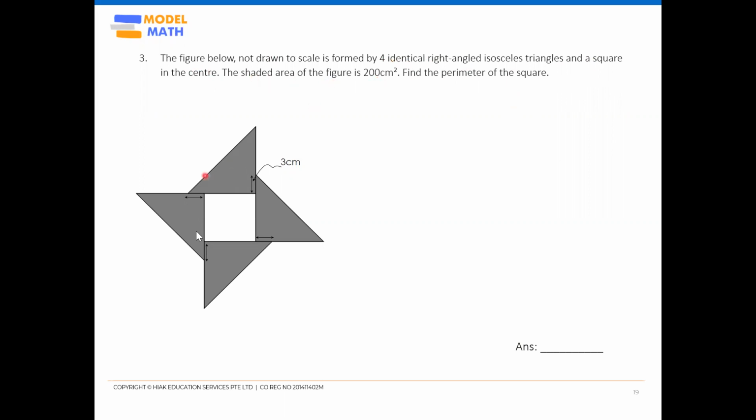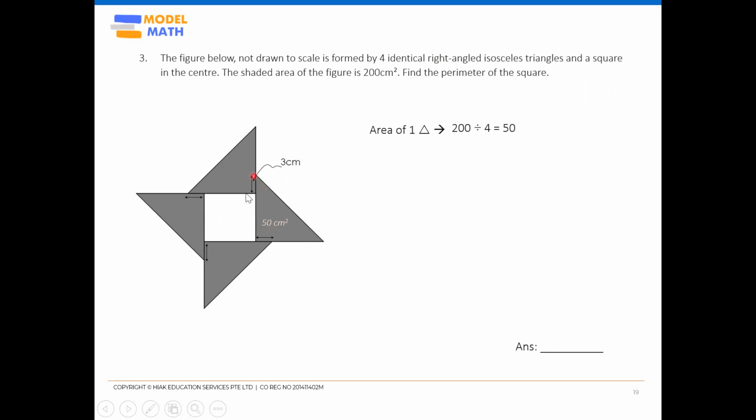So the shaded area is made up of the 4 identical triangles, which is 200. Therefore, using this, I can now find the area of one triangle first. I'm simply taking 200 divided by 4, because there are 4 triangles. So every triangle has an area of 50 square centimeters now.